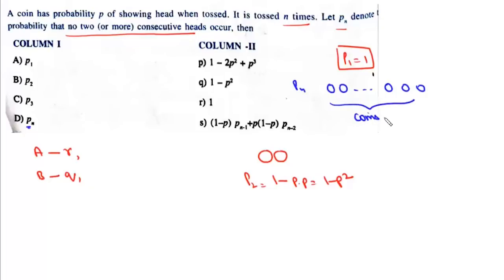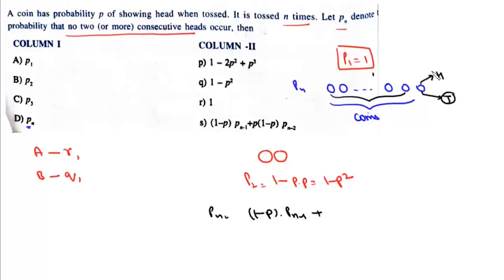And Pn is the probability that no two or more consecutive heads occur. Now we'll consider two cases. Case 1, when this nth coin shows a heads, or when this nth coin shows a tails. Now if the nth coin shows a tails, then for the previous n minus 1 coins, there should be no consecutive heads. So we can write this Pn, if it is tails, now probability of getting a tails is 1 minus P into probability of no consecutive heads in n minus 1 coins.